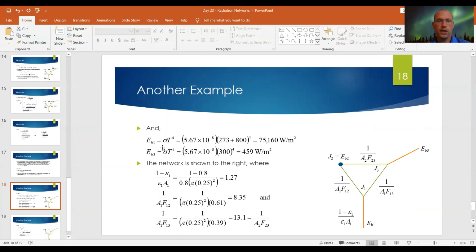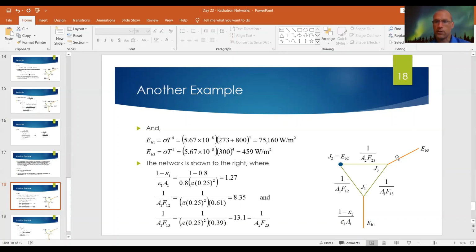I still need my EBs, so sigma T to the fourth for object 1. It's at 800 Celsius, so I want to make sure that's in Kelvin, times 5.67 times 10 to the negative 8. Gives me 75,000. The room was at 300 Kelvin, so that is already in Kelvin. That to the fourth power times 5.67 times 10 to the negative 8 gives me 459 watts per square meter.